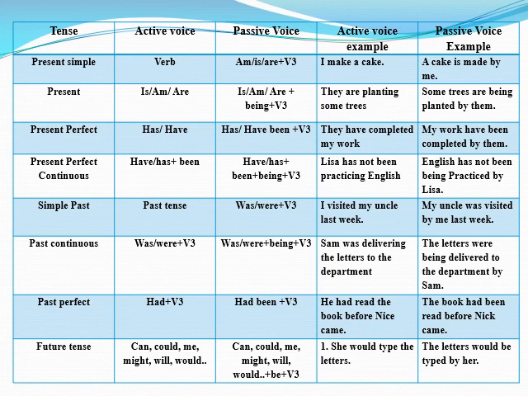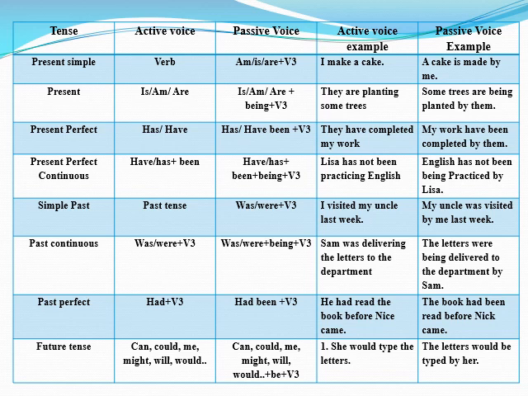Number 1, I make a cake. So when changing into passive, make is changed into is made. The word count is increased to 2. I make a cake. In passive, it becomes a cake is made by me.